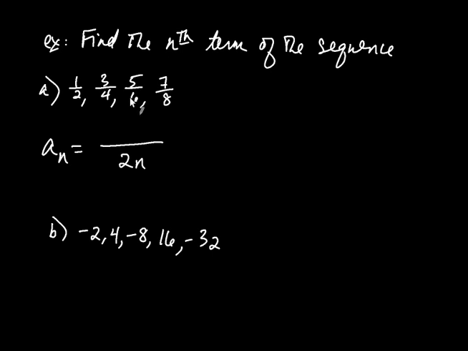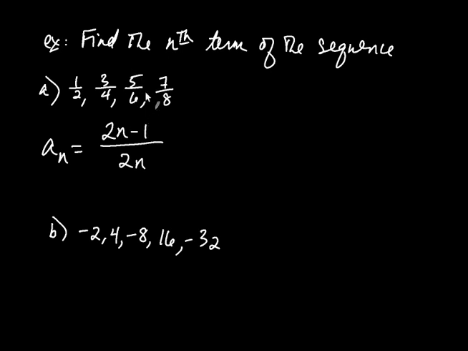Now the numerator is a little trickier. 1, 3, 5, 7. It's almost 2n, right? It's just one less than that. So you can see that the numerators are always one less than the denominator. So the numerator is not quite 2n. It's 2n take away 1. Let's see if that works.